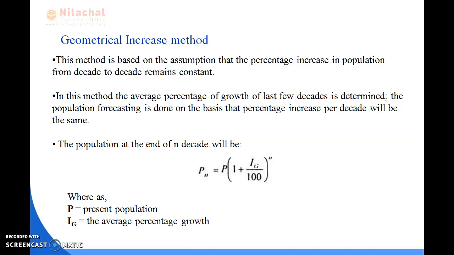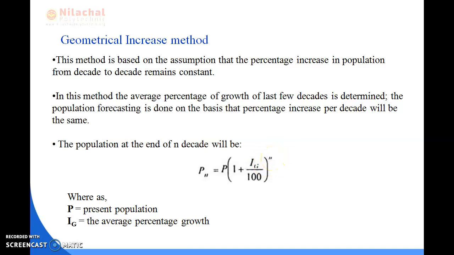So we get the formula Pn equals P into (1 plus Ig by 100) to the power n. Pn is the population after n decades, as I told you in the arithmetical increasing method. P is the present population. Ig is the average percentage growth, a new term. And n is the number of decades; we take 10 years as 1 decade.